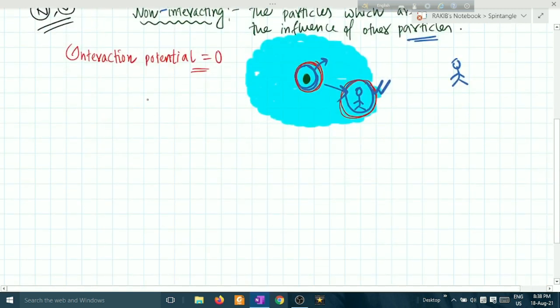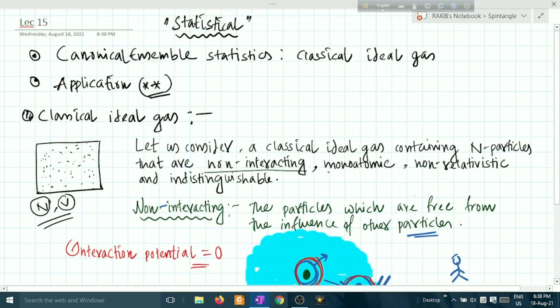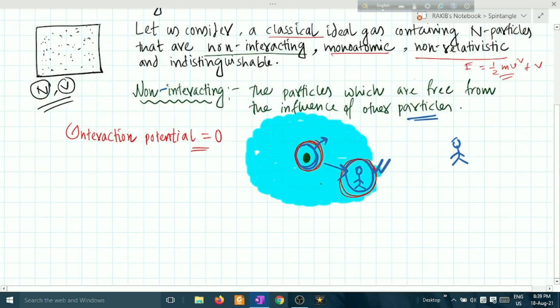So the next point is: the particles are classical particles. Classical particle means what? Monoatomic. You know what monoatomic, non-relativistic means. You can easily calculate its energy by putting E equals half mv square. The kinetic energy is equal to half mv square, plus V, the potential, and so on. So easily we can see the interaction potential is 0. That means this particle is free.